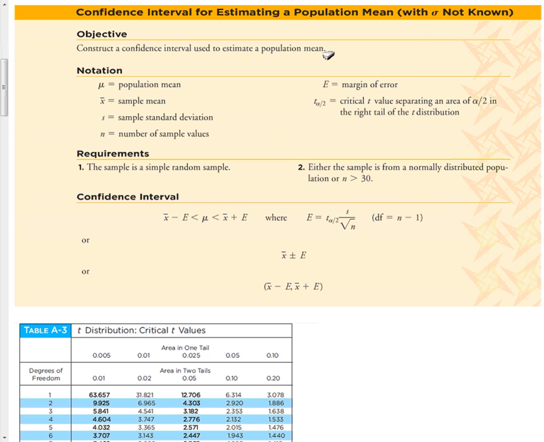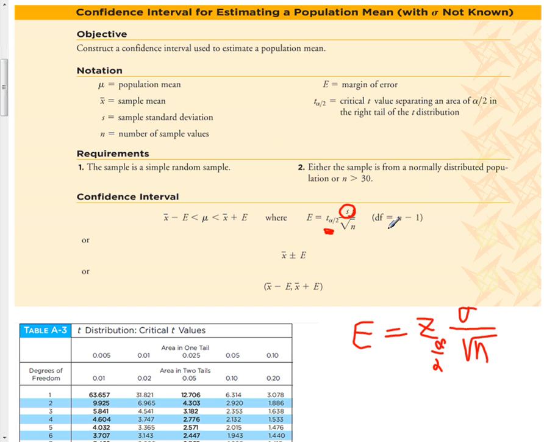Now, remember in the last section we looked at, the margin of error, when we knew sigma, was equal to the z of alpha over 2, we used the z-score instead of a t-score. And instead of s, we used sigma because we knew sigma, and it was over the square root of n. Well, this is pretty much the same thing, except we replace the z-score with the critical t value, and we replace sigma with s.